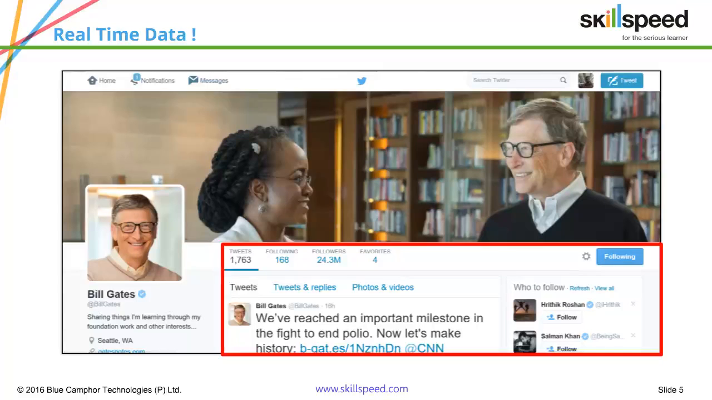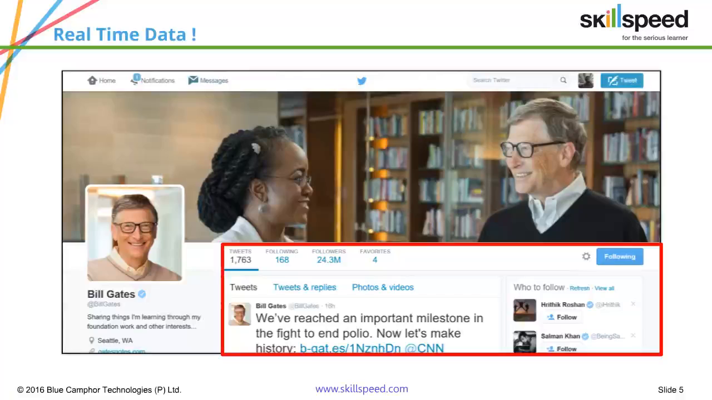Now if you think about Twitter, their database might be having millions of rows, and they have millions of users also. So how is it possible that all this vast amount of unstructured data is sorted and given to these millions of users in real time? That is one question we are trying to answer here.